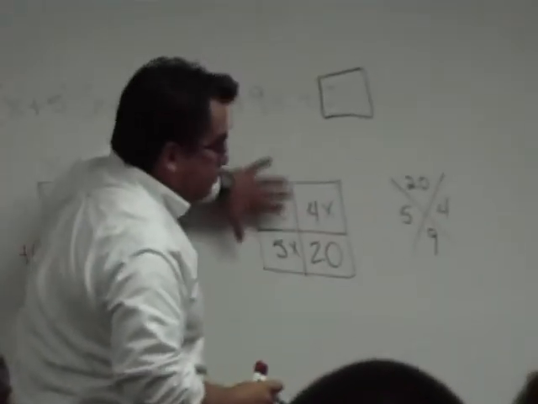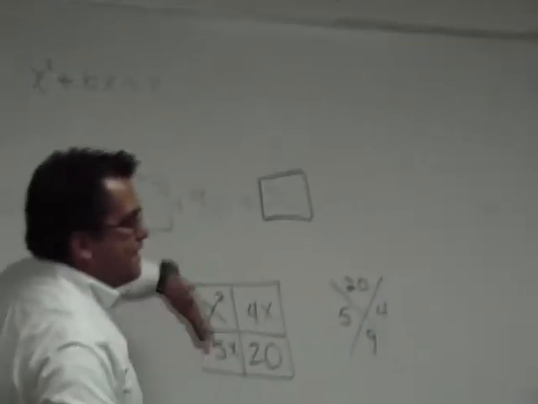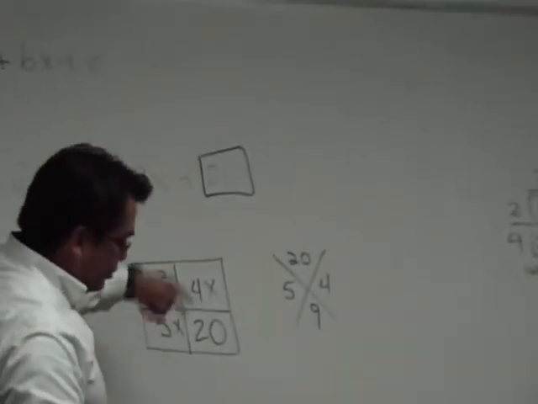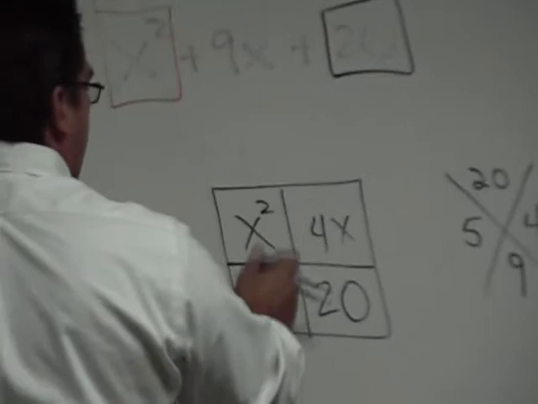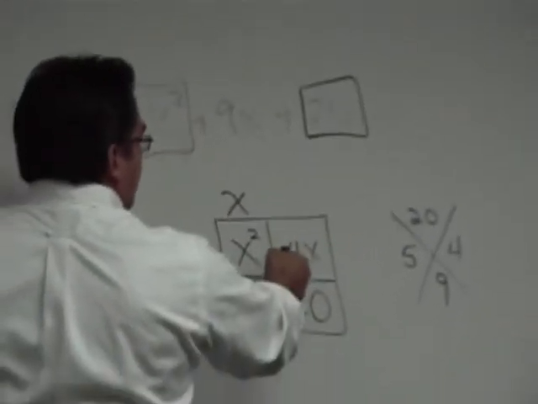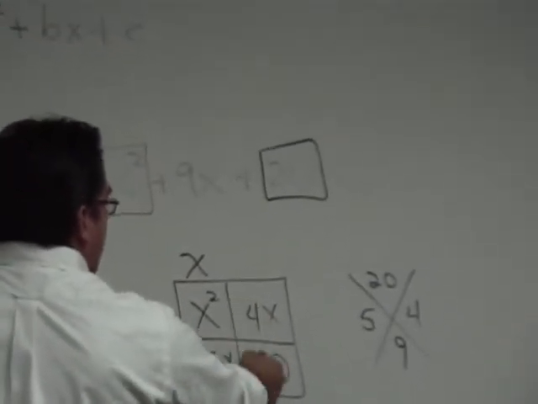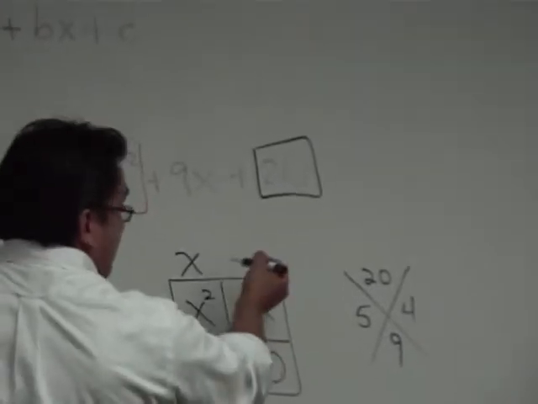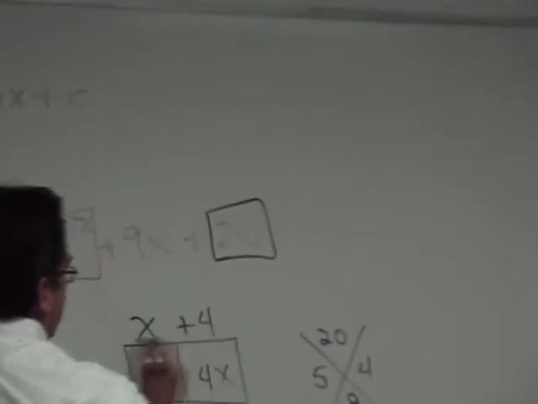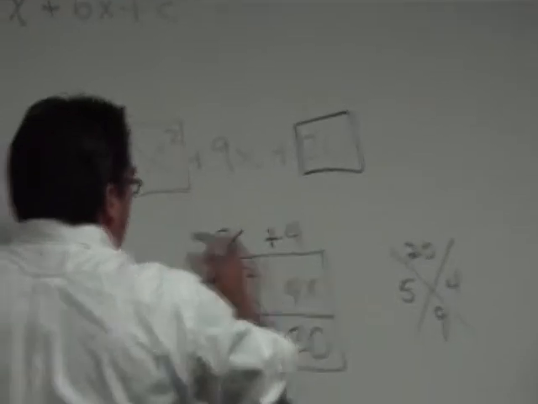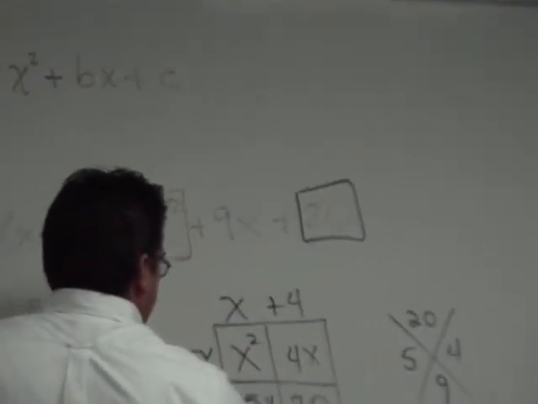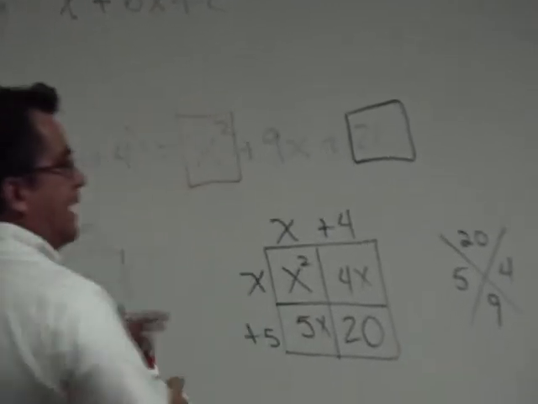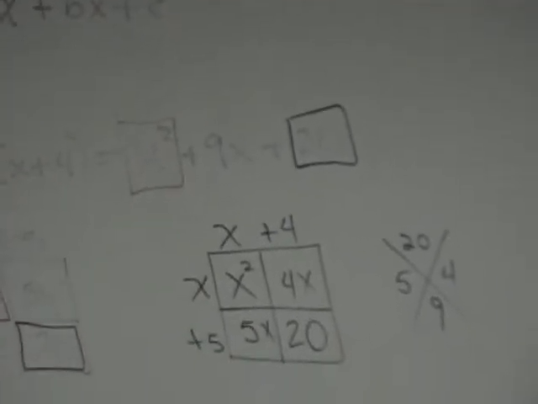Once you have your box filled out, the factoring process is completed by factoring the GCF in every column and every row. What do these guys have in common? X. We write an X right here. What do these guys have in common? 4. It's a plus 4, so you have to write the sign, so it's plus 4. What do these guys have in common? X. And these guys here? 5. And that's how we get x plus 4 times x plus 5.